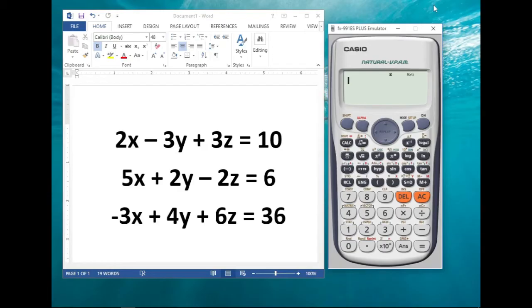In this video, we'll be going on a very short one. I want to show you how to solve a system of linear equations with 3 variables using your calculator. Without wasting much time, let's get the work done.